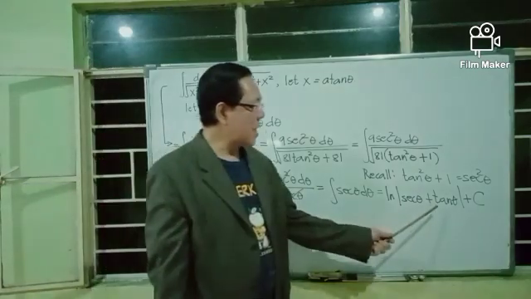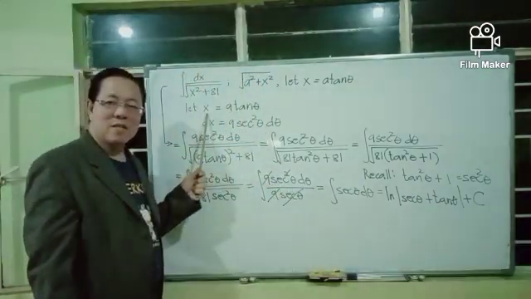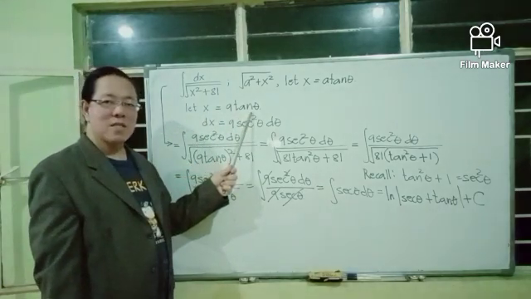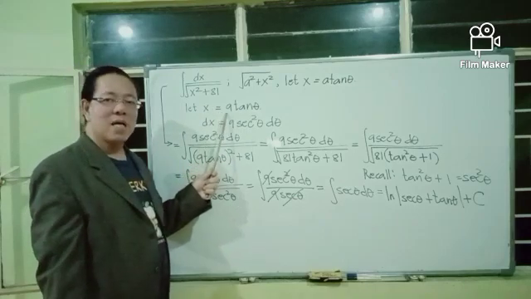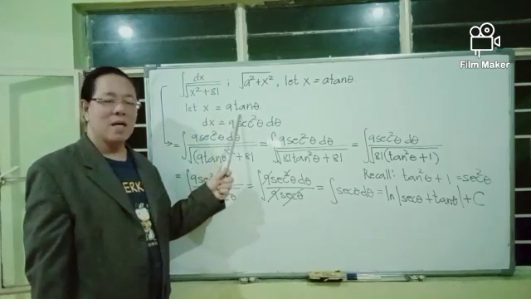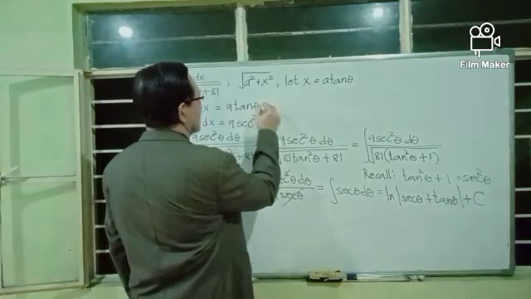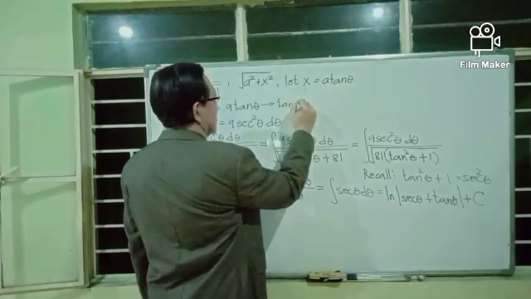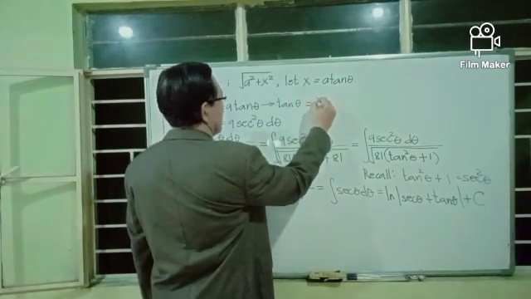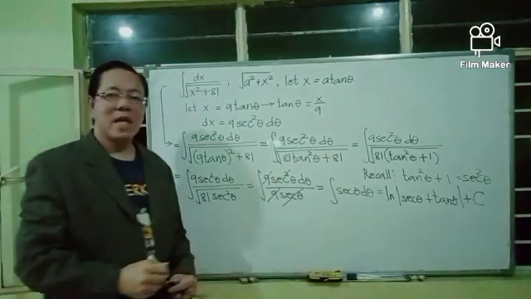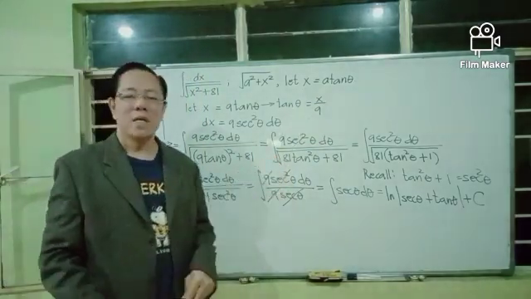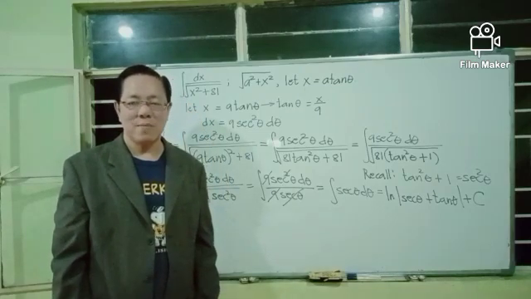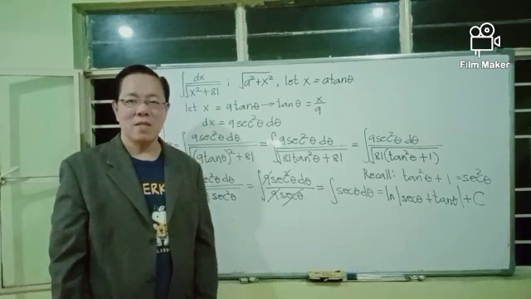And we need the value of tangent theta, which we can get from the substitution we used. x equals 9 tangent theta. Therefore, tangent theta is equal to x divided by 9. Divide both sides of this equation by 9. And we get tangent theta is equal to x over 9. Now we have to get the value of secant theta, and secant theta is the reciprocal of cosine. So we get first the value of cosine theta.